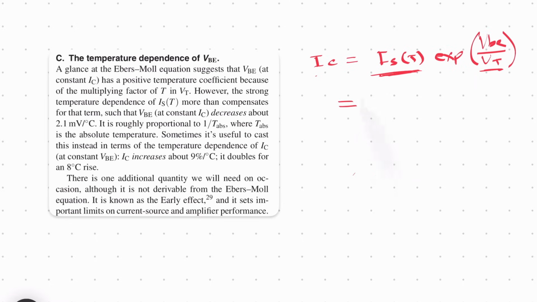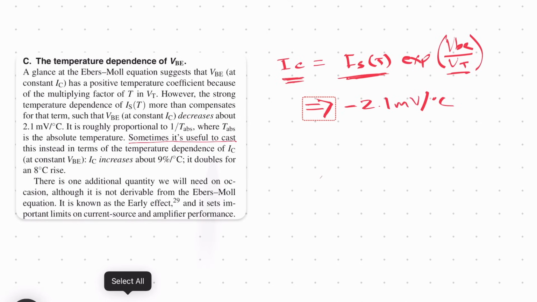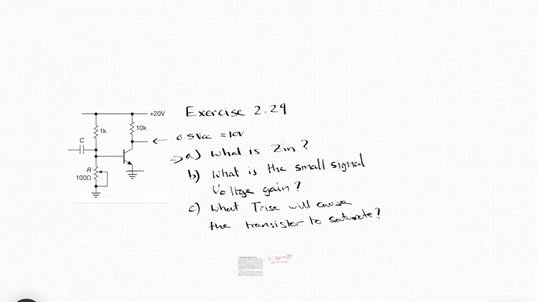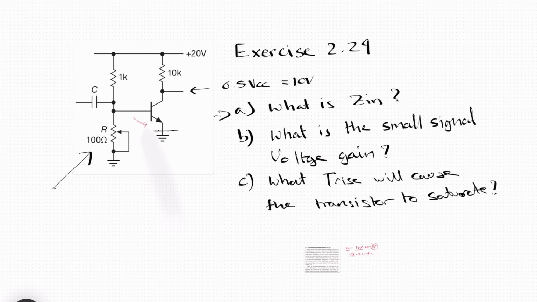Basically what that means in the end, and this is the only bit that you need to worry about, is that when the IC or the collector current is constant, we get a decrease in VBE voltage of minus 2.1 volts per degree C. Now, where this becomes useful to the question that we're trying to answer is the last part of the paragraph. So sometimes it's useful to cast this in terms of temperature dependence of IC at constant VBE. So in the case of the question that we're looking at, we are going to have a relatively constant VBE voltage because we've got a very stiff VB voltage over here. So the current flowing down this path is many milliamps.